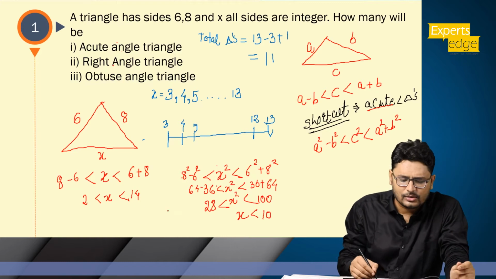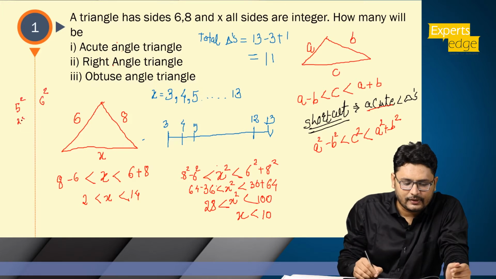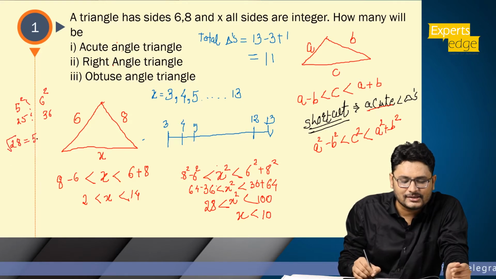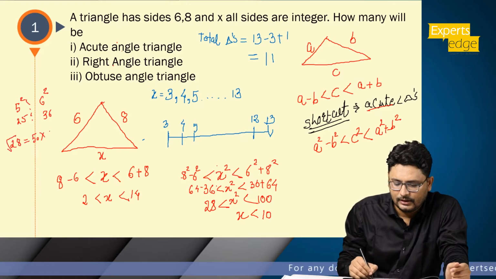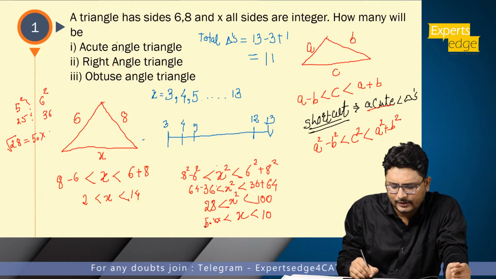So 28 कौन से दो square के बीच में आता है, right? So if I say 5 square and 6 square, right? So this is 25 and 36. So somewhere between, 28 आएगा. तो if I say root of 28, it would be 5 point something something, right? This is exact 100. This will be 5 point something. Don't need to calculate exact, 5 point something.